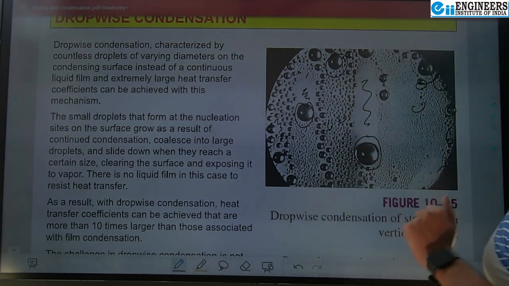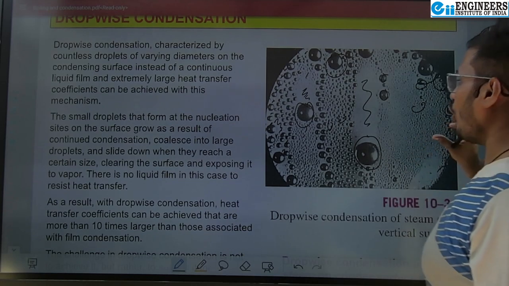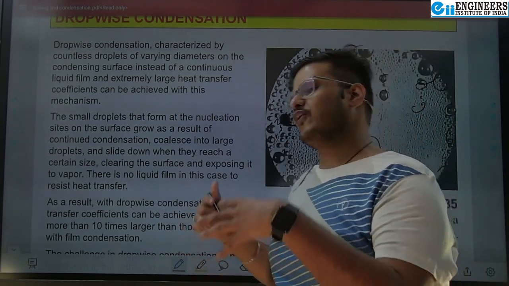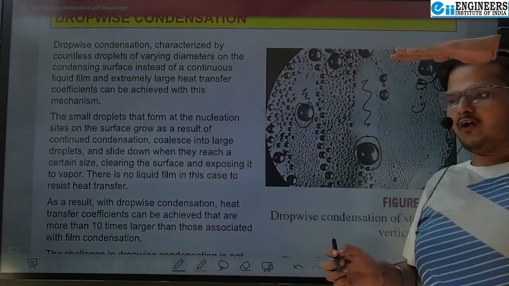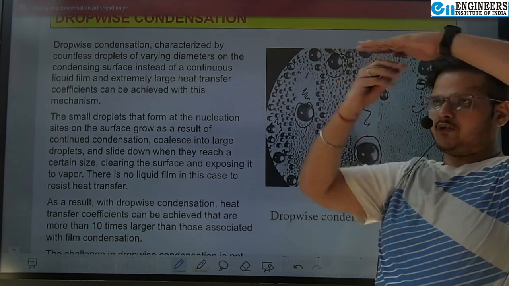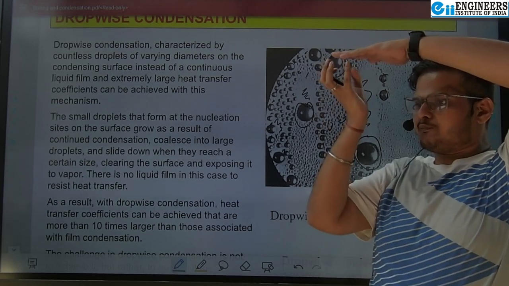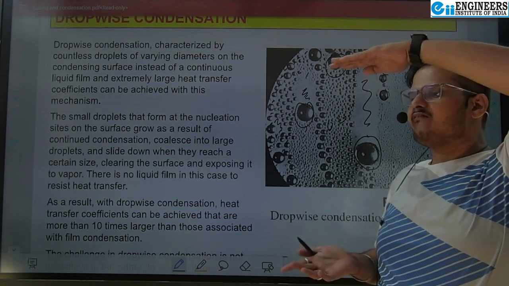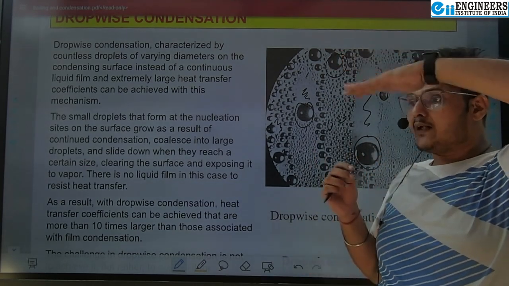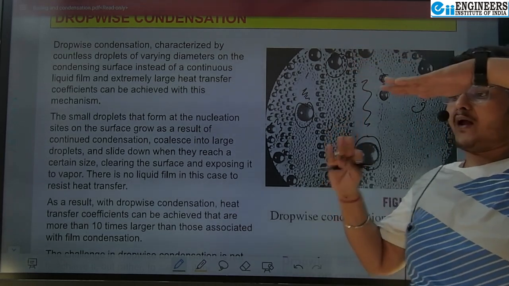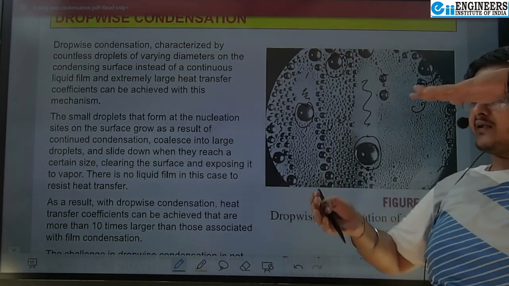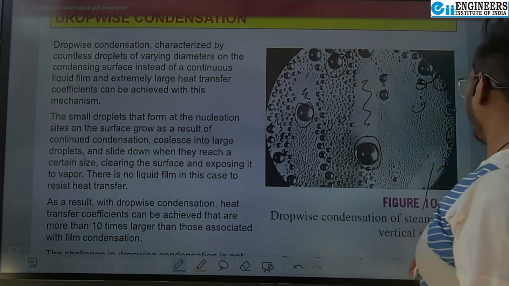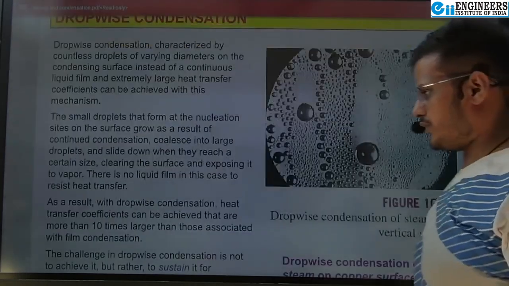One more thing is that the difficult part is not to generate the droplet. The difficult part is to sustain the droplet for a longer period of time. Because on this surface, droplets are forming, and once a droplet reaches a particular size, it will fall down because of its own weight and gravity. So to hold a droplet for a longer period of time in order to have greater heat transfer is quite difficult. With this, we are done with our phase change process heat transfer.